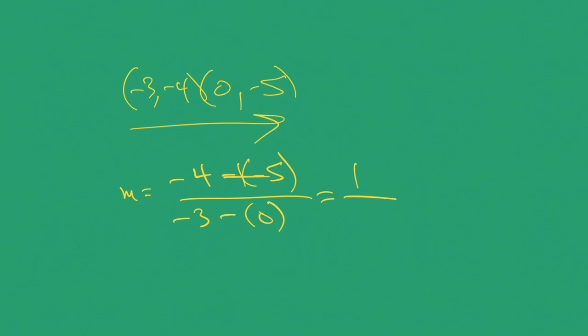How about negative 3 minus 0? Negative 3 minus 0. Negative 3. Good. Negative 1/3. Slope's negative 1/3. Okay? Slope is negative 1/3. You could write that 1 over negative 3. You could write it negative 1 over positive 3. That negative sign can only be used one time if that's a negative slope.